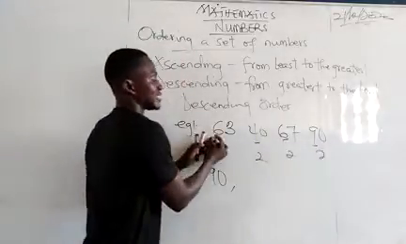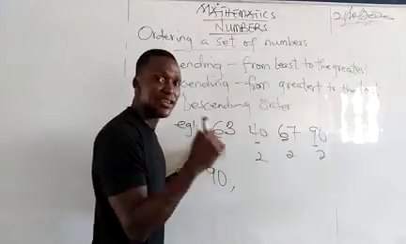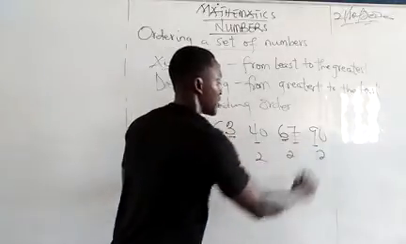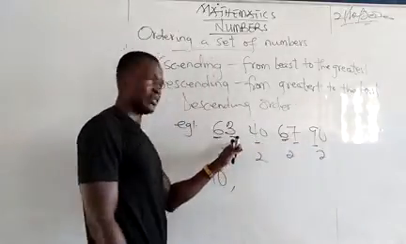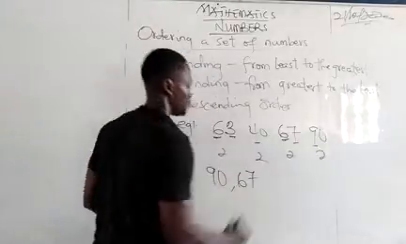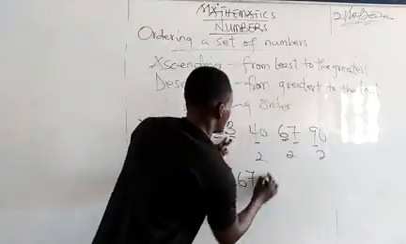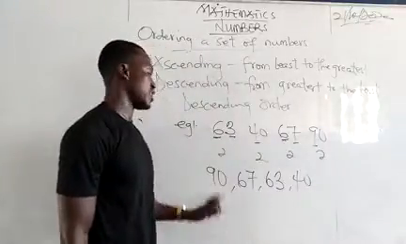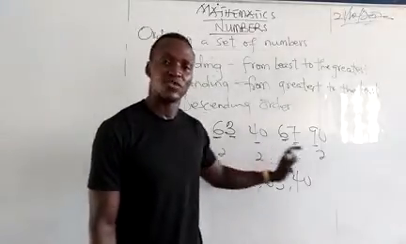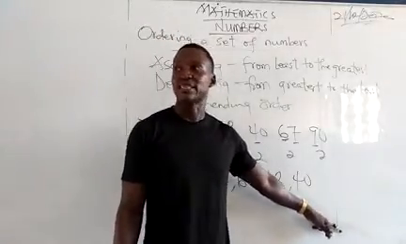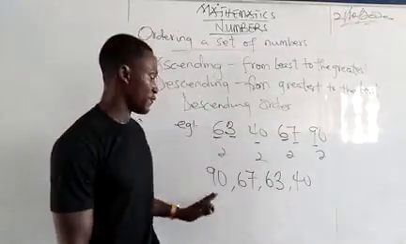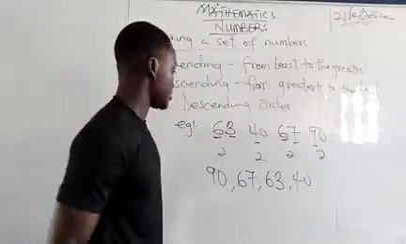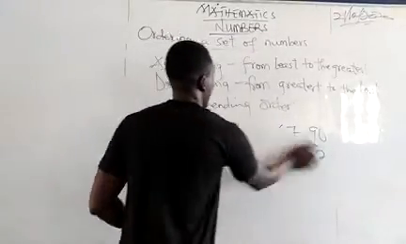So the 6 and 6 we need to compare and see which one is greater. With 6 and 6, we move to the next digit, which is 3 and 7. And we know that 7 is greater than 3. So 67 will follow, followed by 63. Then we bring 40. So this one is from the larger number to the least number. That's descending order, from the higher number to the least number. Alright, another example under descending order.